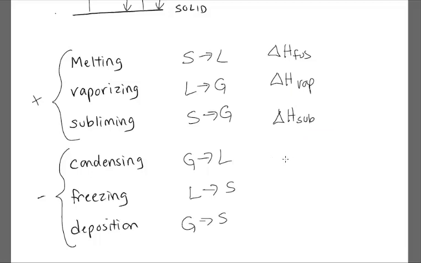So of course the opposite processes will have the same value of enthalpy change, but the opposite sign. So condensing will be the negative of the delta H of vaporization. Freezing will be negative delta H of fusion. And deposition will be negative the delta H of sublimation.